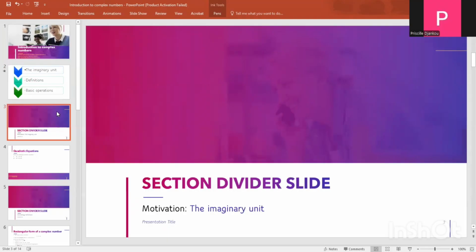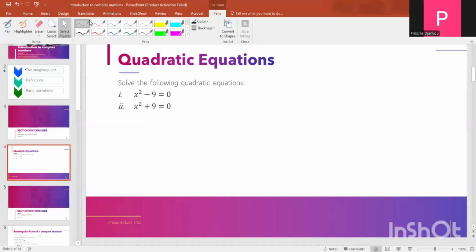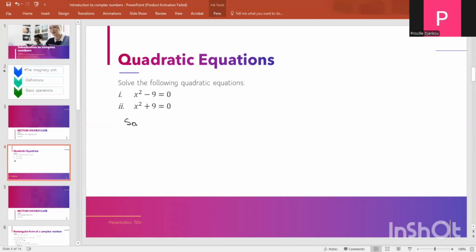To quickly talk about the reason why we need to study complex numbers, let's talk about solutions to some quadratic equations. Consider these two equations, x squared minus 9 equals 0 and x squared plus 9 equals 0. If we're asked to solve the first one, I know it is very easy to look for the solution.